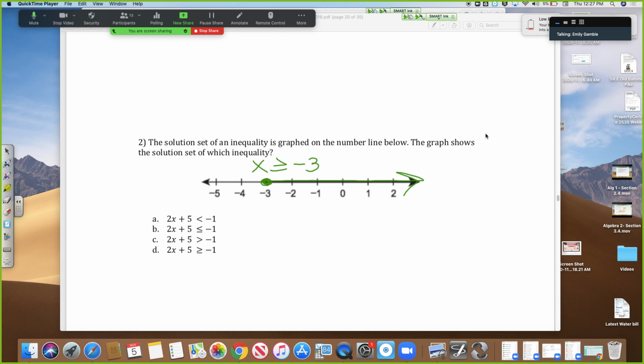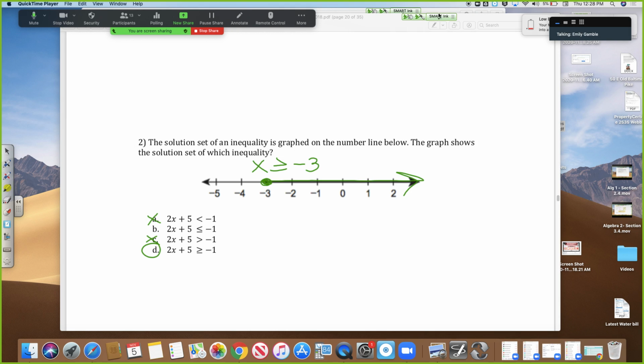Looking at these 4 answers, 2 of them I can cross off automatically because they have the wrong symbols. Since A and C don't have that greater than or equal to symbol, it can't be those. So it's either B or D. If I was to solve these, I could see that one of them will end up being X is less than or equal to -3, the other will be X is greater than or equal to -3. The correct answer is D.